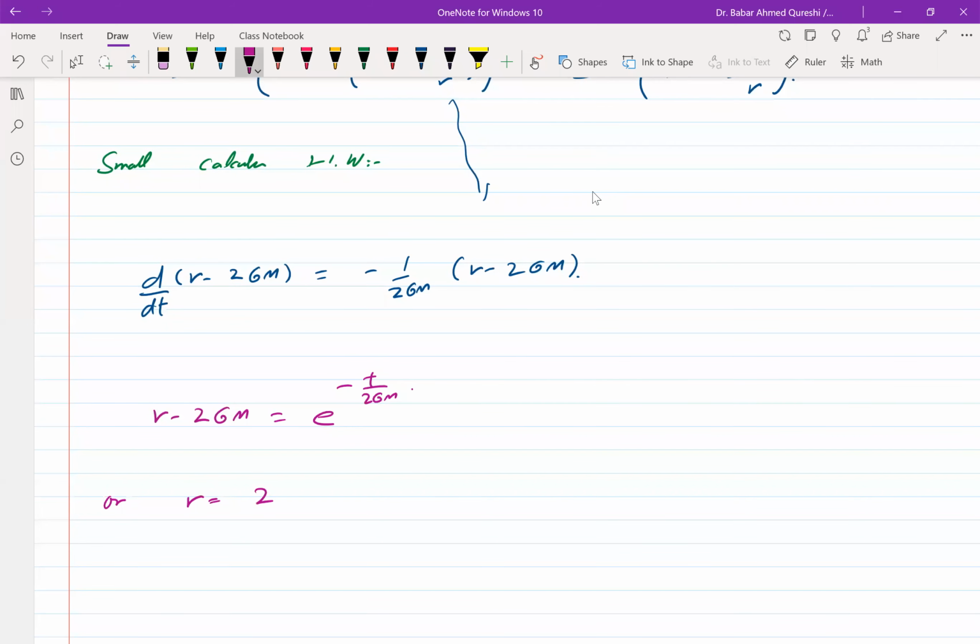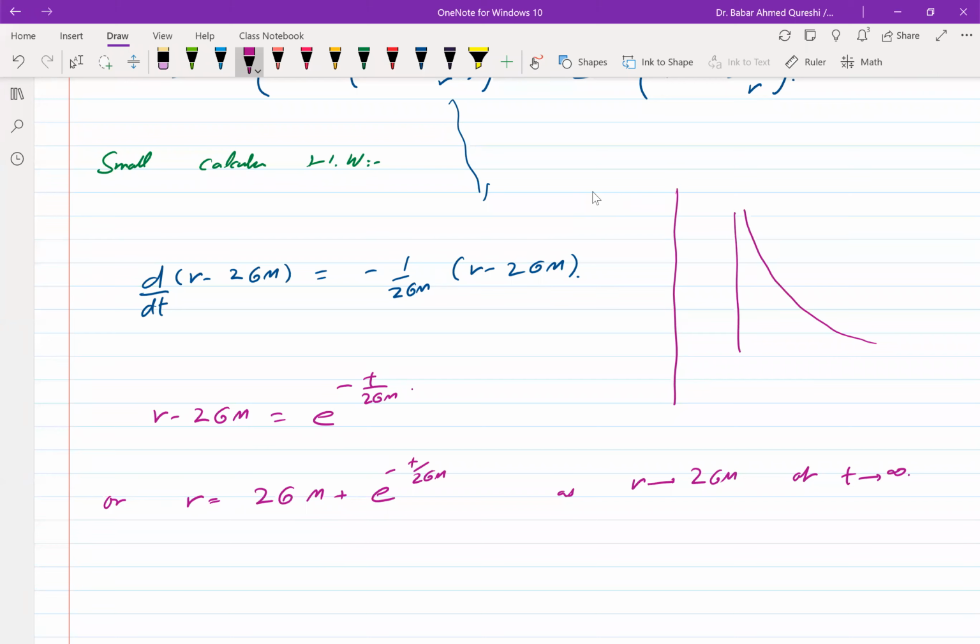Or R is equal to 2GM. So as R approaches 2GM, this must happen at t going to infinity. So it will take infinite time from the perspective of this Schwarzschild coordinate for the particle to fall in. But that's not what we are finding if we look just at the clock of the particle. So the particle is falling in according to the Schwarzschild time, it just doesn't fall. It just keeps going like that.